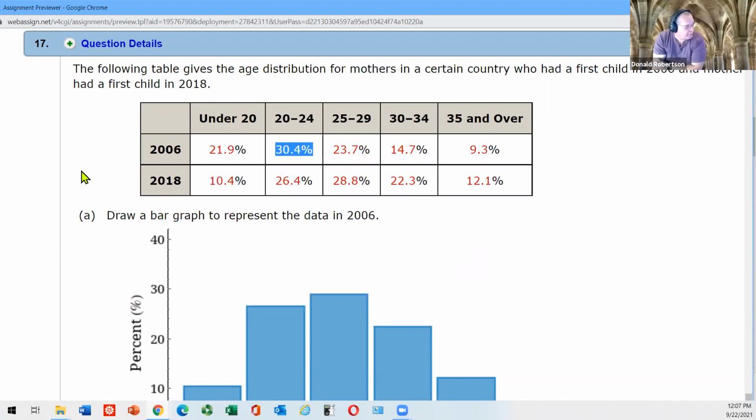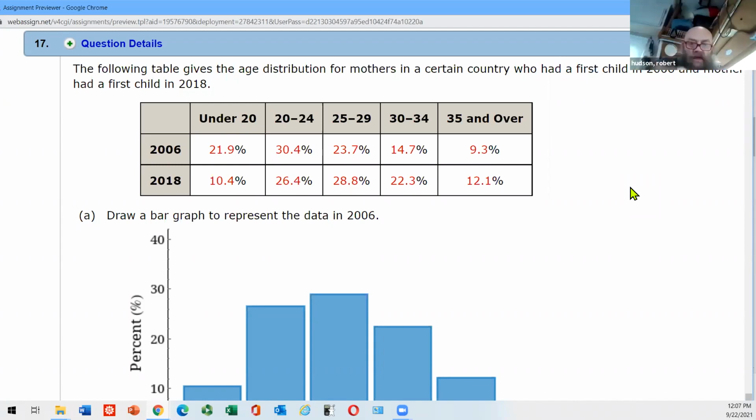Now, are there still people under 20? Of course there are. But there's fewer. For Western countries, that has been a trend for about the last 30 years. Your mother or maybe your grandmother was maybe late teens, early 20s when she had her first child.